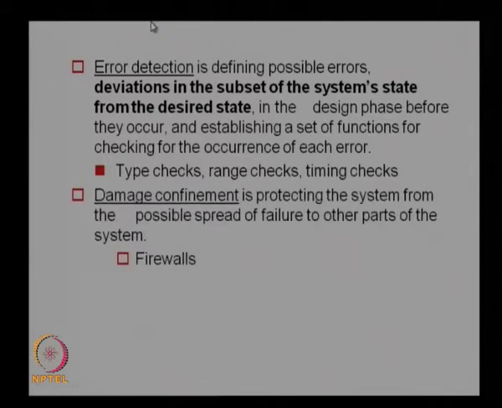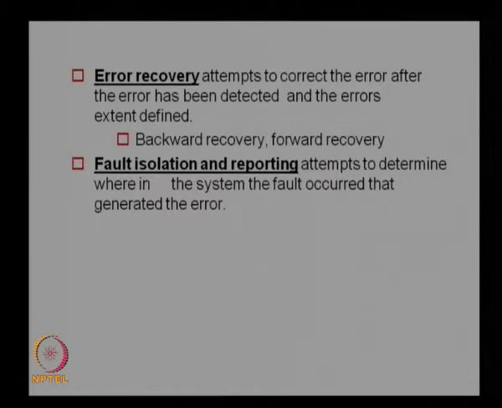Damage confinement is protecting the system from the possible spread of failure to other parts of the system. As the name suggests, you confine the damage and protect the other systems from it. The normal way of implementing it is using firewalls, especially in software installations. Firewalls are provided to protect the system from damage from other systems.